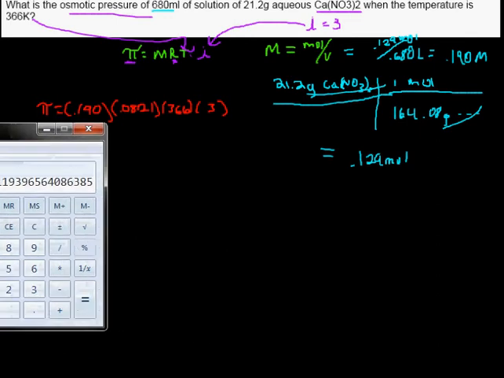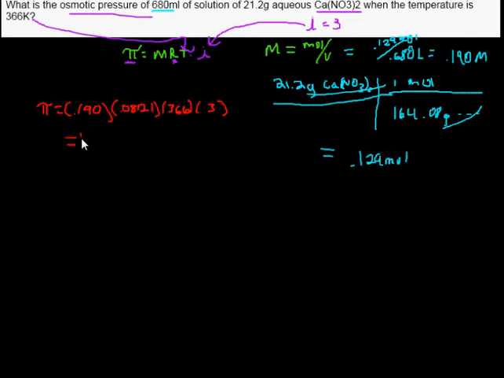Times 0.0821 times 366 times 3. We get 17.1 torr. I mean, not torr. Torr in the brain. atm. Atmospheres. It's a pretty large pressure, but that's pretty much what the answer is.